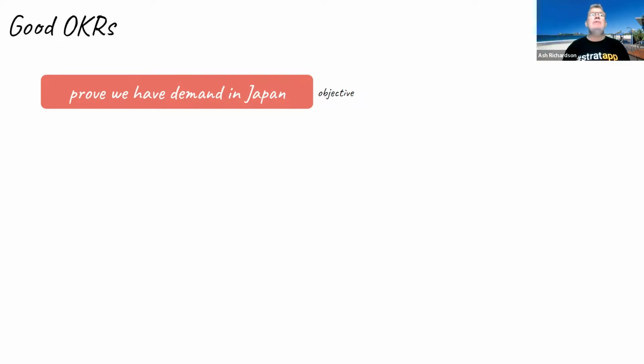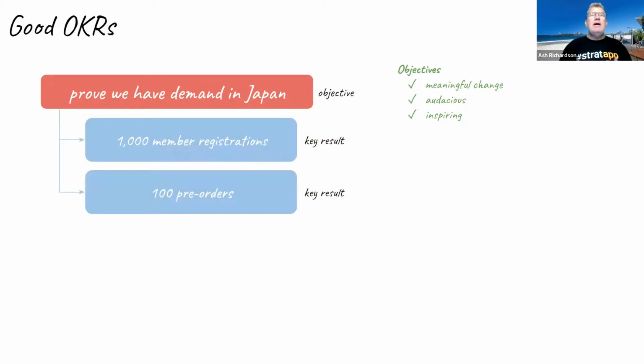So here's an example of a good objective. Prove we have demand in Japan. And the reason it's good, it's meaningful in terms of the change it could bring. It's audacious, potentially in this context, and hopefully inspiring. Like, we want to sell into the Japanese market. Let's prove we've got demand into that market. And then the key results against that could be something like member registrations and pre-orders.